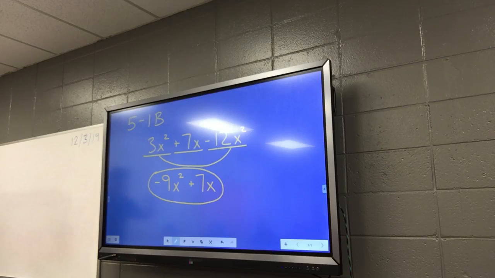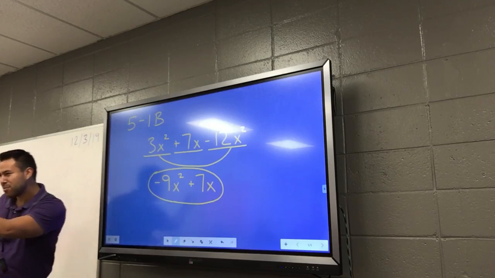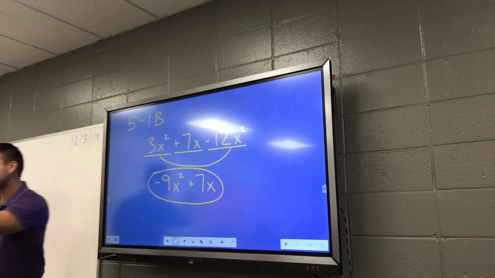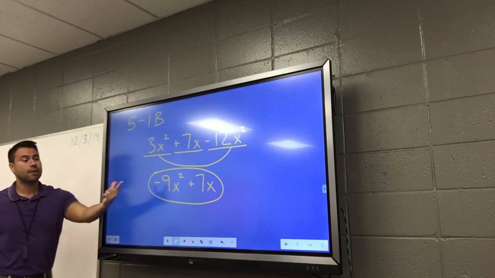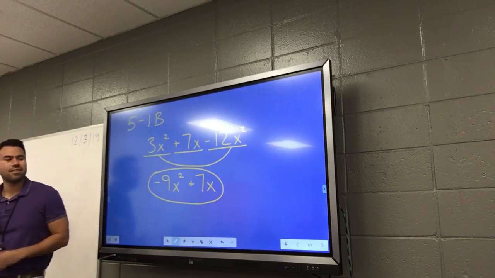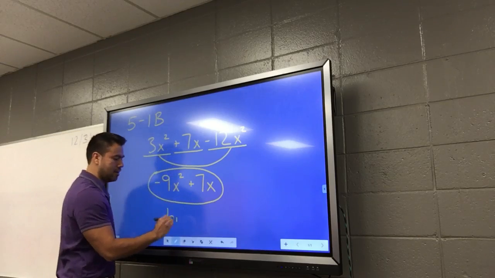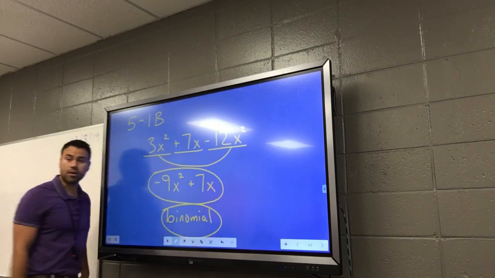3 is more complicated than 2. This is a little bit easier than that. Just a little bit. Okay, what is it classified as now, Aiden? Binomial. So you write binomial. So that's what they want you to do in that section.